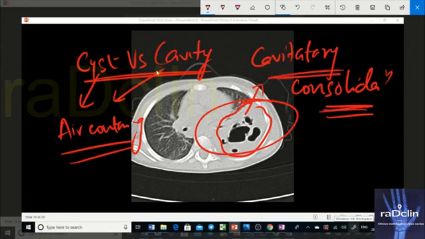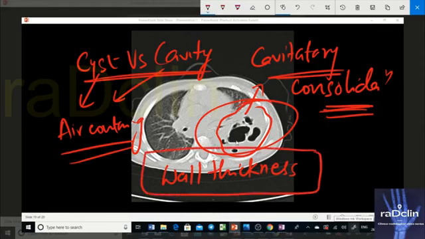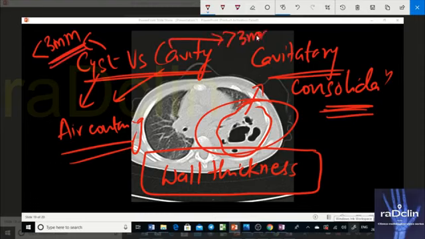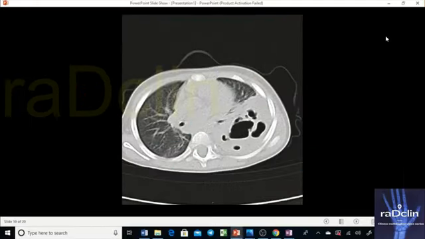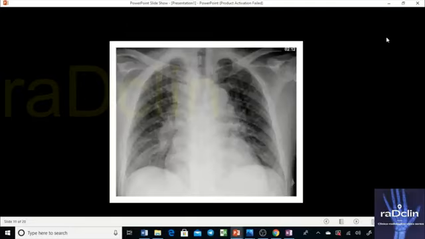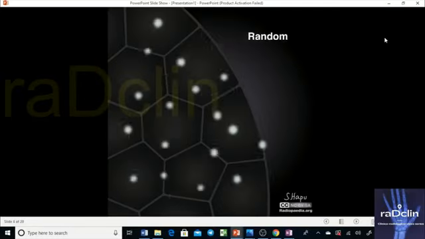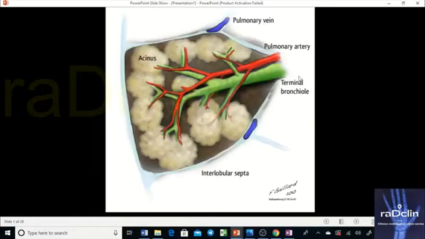And how to differentiate? The simple differentiating factor is the wall thickness. If the wall thickness of a cyst is always less than 3 mm, remember this thing, and the wall thickness of a cavity is more than 3 mm. This is the criteria that we follow. Less than 3 mm, more than 3 mm. Wall thickness criteria.